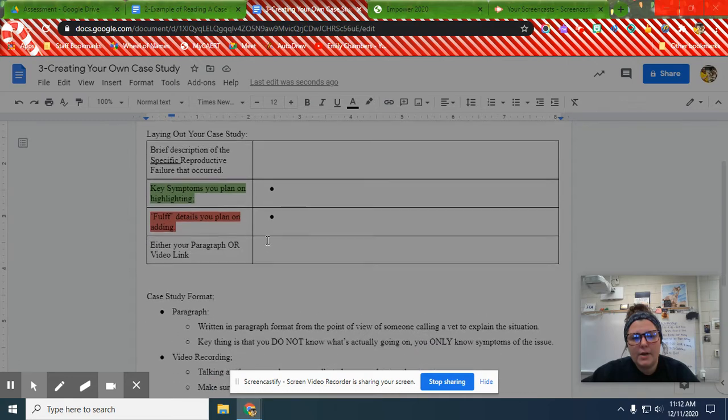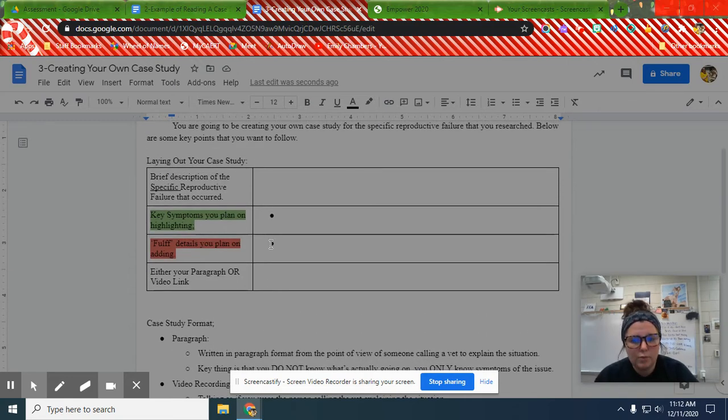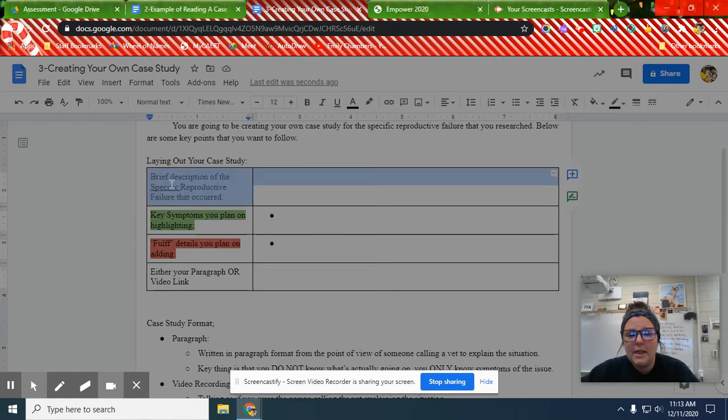So, laying out your case study. This little table here is really just to help you organize your information before you start laying out your case study, okay? First, a brief description of the specific reproductive failure that occurred. If mine was the example case study that I wrote, it would be a ruptured infundibulum from a fetus implanting there. This highlighted portion is essentially the answer to your case study.